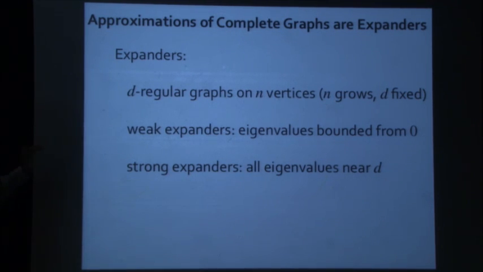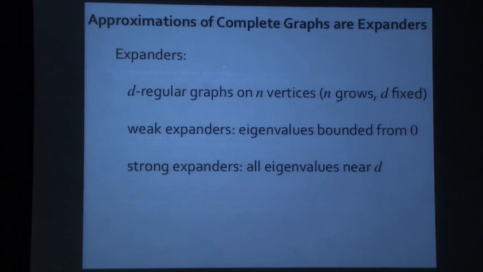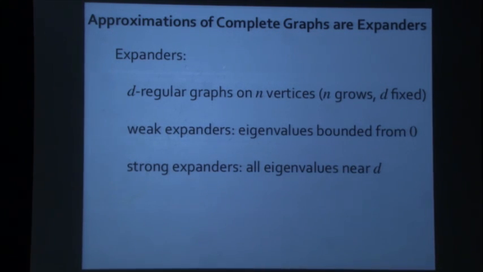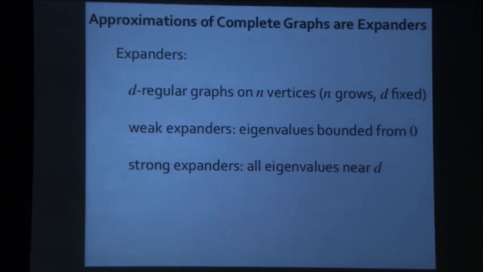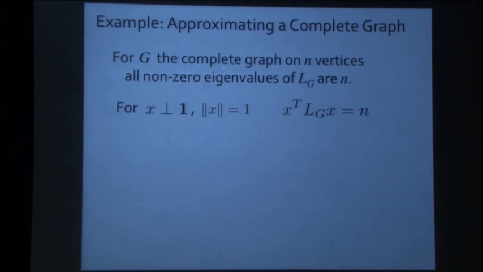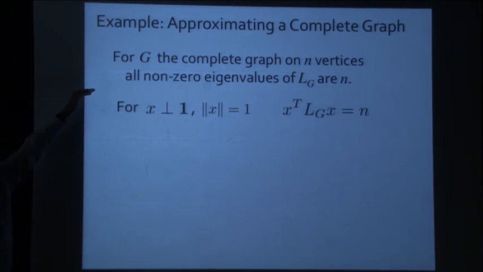Then we got graphs which I'll call strong expanders. Here, all of the eigenvalues of the Laplacian, other than 0, are approximately equal to the degree. So all the eigenvalues are very concentrated around the degree. So let's see why strong expanders give you a good approximation of the complete graph. If G is the complete graph on n vertices, it turns out all of its non-zero eigenvalues are just n, the number of vertices.